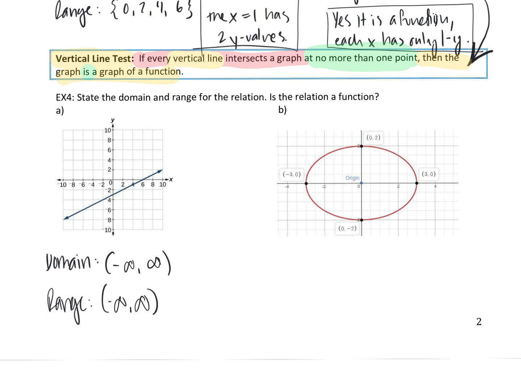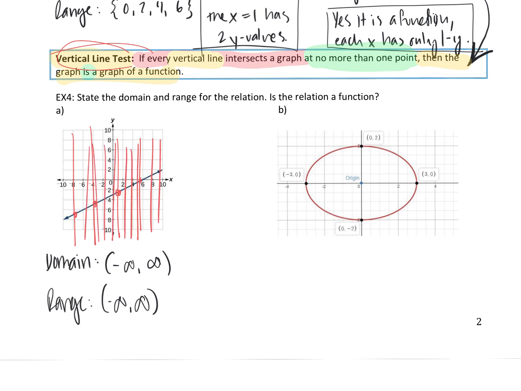Okay. So now, is this a function or not? Well, let's go ahead and do that vertical line test. Let me drop a vertical line. How many times does it hit my graph? Only once, right there. Let's drop another one. Only once. Another, only once. And every time I drop a vertical line, no matter how many times I drop it, what happens? It only hits my graph in one place, which means it is indeed a function.